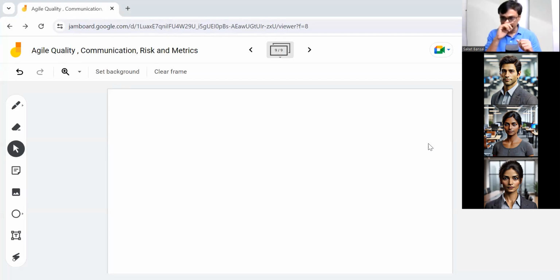How do risk management and Agile coexist together? Traditionally, risk management is associated with the predictive life cycle. So what does it mean? What is risk management? Let's start from the basics.